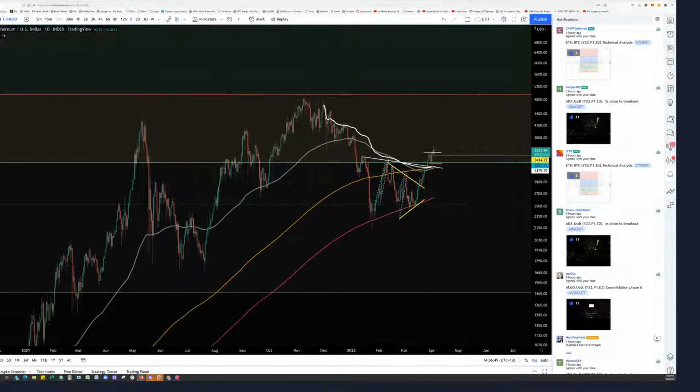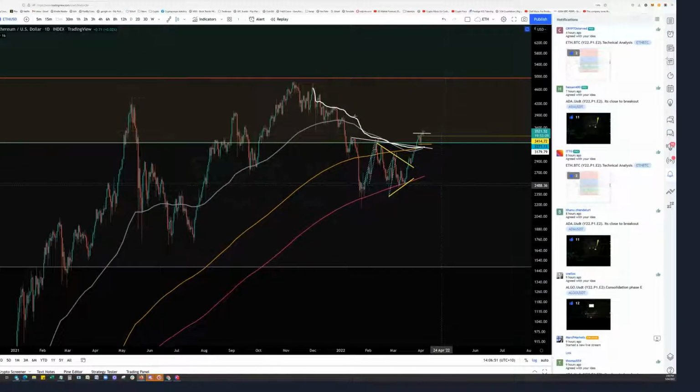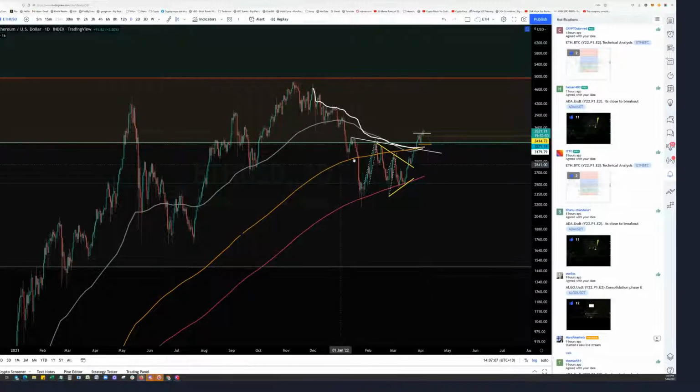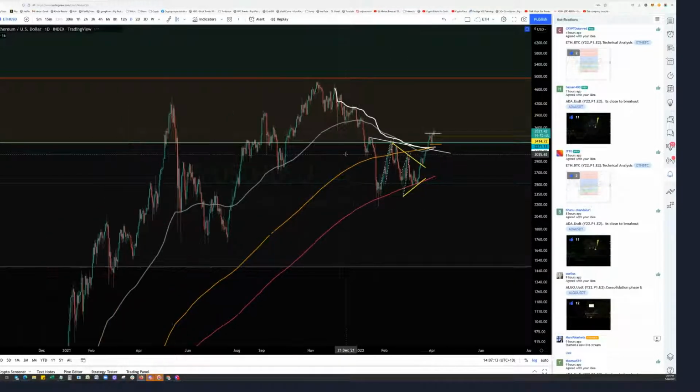So when we look at this, I did a VWAP from the top to the bottom, and this was a very strong level, and it was also aligned with this trend line. And so it didn't really come to test this moving average, and that moving average was, what is it, the 50 weekly. So the 50 weekly is our means of measuring Ethereum from a macro perspective.